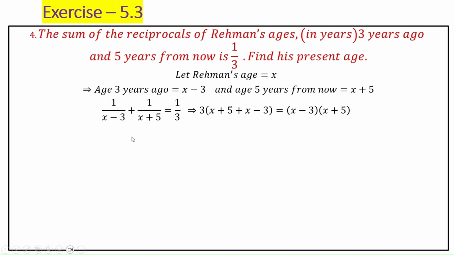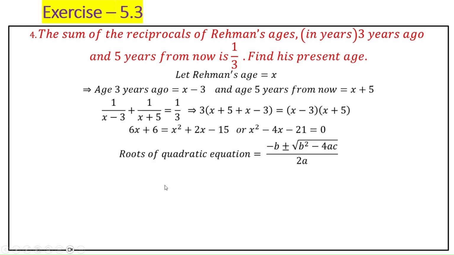Okay, so he's telling the sum of these two, the sum of reciprocals basically, is 1 by x minus 3 plus 1 by x plus 5 equal to 1 by 3. Which implies 3 into x plus 5 plus x minus 3 equal to x minus 3 into x plus 5. Simplifying the quadratic equation, you will get x square minus 4x minus 21 equal to 0.